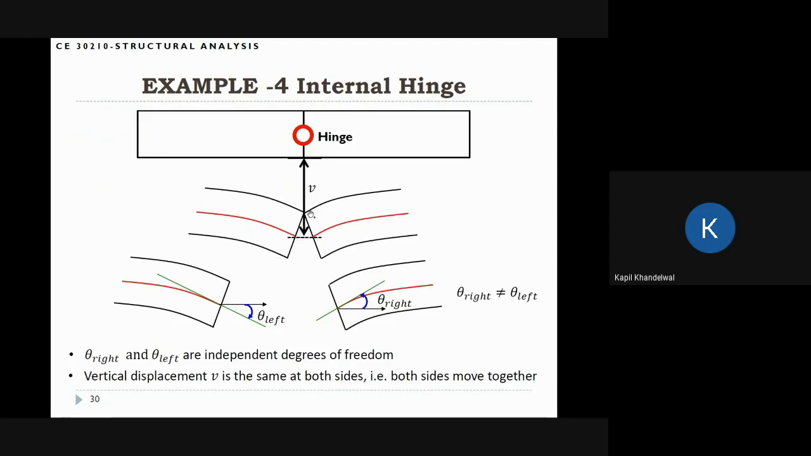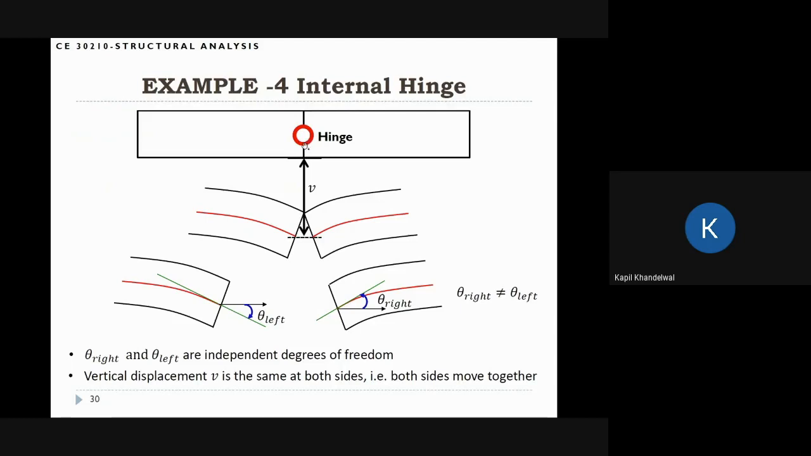So you can think that there's a discontinuity in the rotation, and that hinge allows this discontinuity to happen. So you can see that if I'm drawing this deformed shape, the cross section at one side has actually rotated completely in a different way as compared to the cross section on the other side. And so if I'm drawing this cross section again, you can see that this is the rotation at the left side. So the rotation at the left side is different from the rotation at the right side. And this discontinuity in the rotation is because of the presence of a hinge.